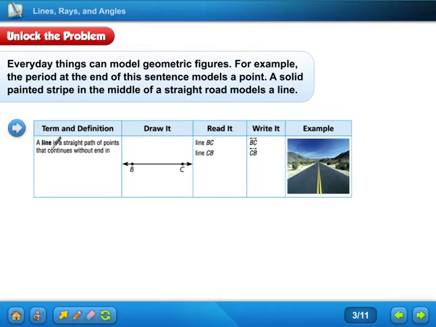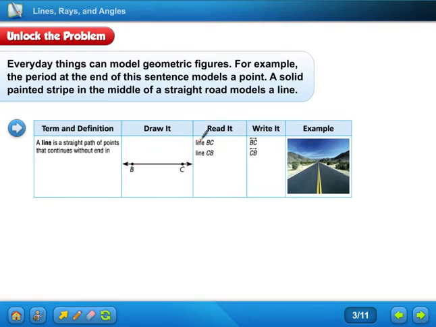This one is a line. A line is a straight path of points that continues without end in both directions. So it doesn't end at all. This just keeps going. And this side keeps going. So here they do put the points on there, but then they have the arrow. And they put a point over here, and then they have the arrow as well. So this is a line because it keeps going. It doesn't stop in either direction.